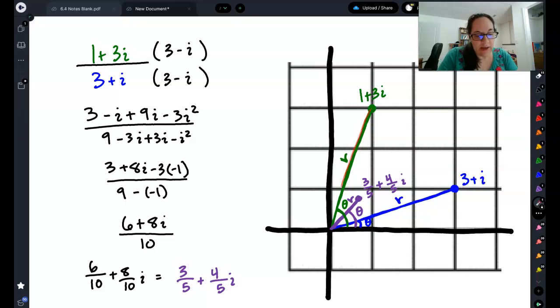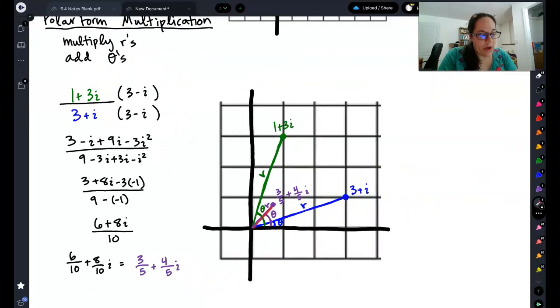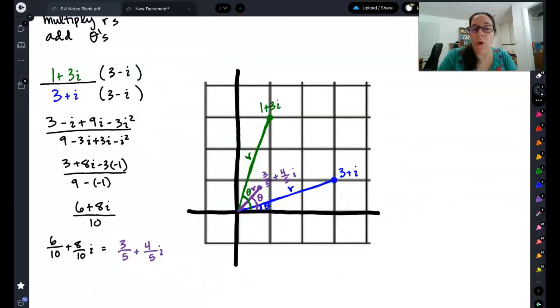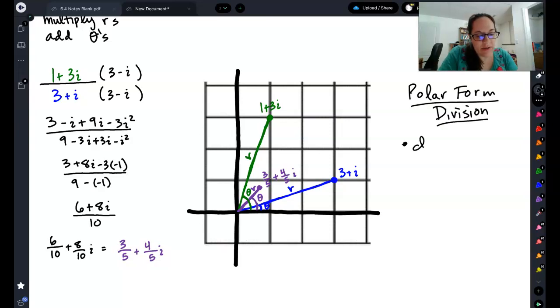Also with the r's, if you take your green r and your blue r, you may notice that we divide the two r's to get our purple r. So just like we had a rule for polar form multiplication, we also have a rule for polar form division. We divide the r's and subtract the thetas.